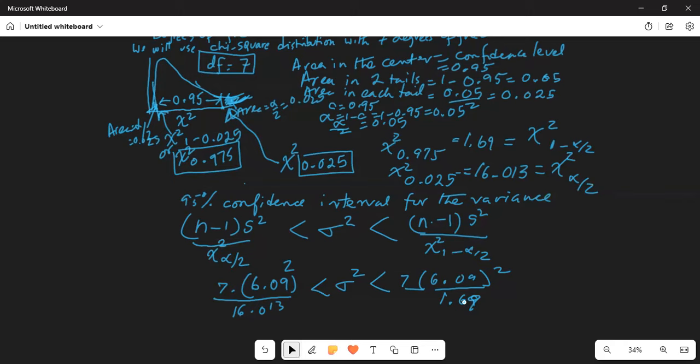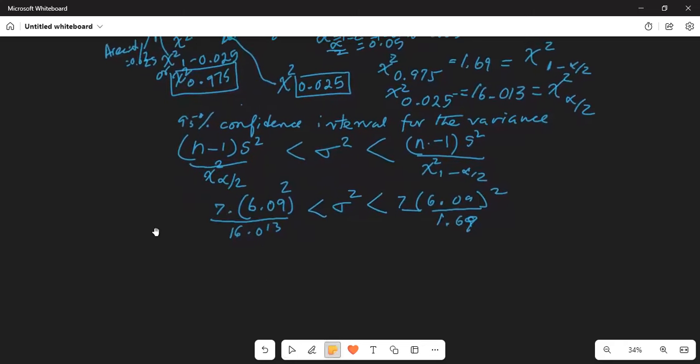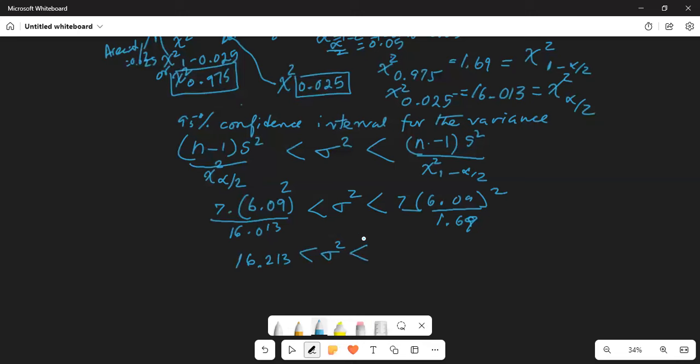Okay, so if I move up a little bit and do the calculation, it is 7 times (6.09) squared divided by 16.013, and that is equal to 16.213, less than sigma square less than, again, 7 times (6.09) squared divided by 1.69, and the value is 153.619.